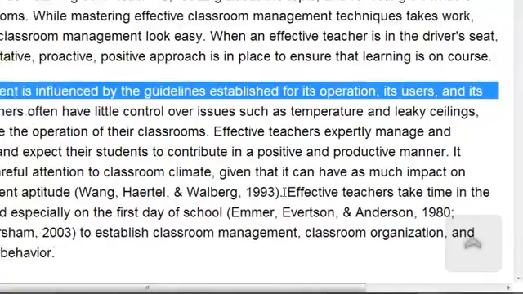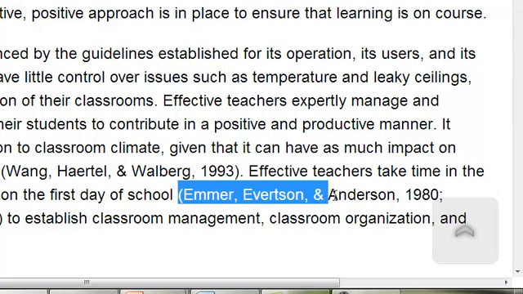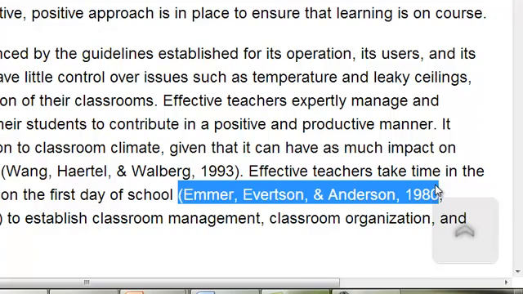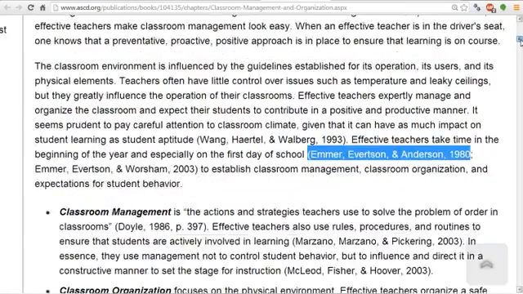One thing that's very interesting is that effective teachers take time from the beginning of the year, and especially on the first day of school, to lay out their classroom management, organization, and expectations for behavior. This study that was done by Emmer, Evertson, and Anderson, and I actually personally know Dr. Evertson, showed that teachers that spent time on the first day of school going over the rules and expectations and had them clearly defined, 6 weeks later when they came back, the classroom was far more productive than those classrooms where teachers did not go over the rules and procedures and routines.